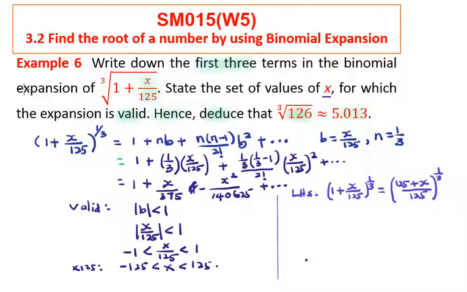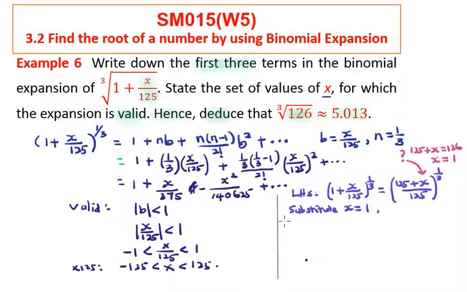So what is the value of x here? What is the value of x here? So that 125 plus x is equal to 126. If you solve this equation, x is equal to 1. That means we can substitute x equal to 1 to obtain 126. So let's carry on.